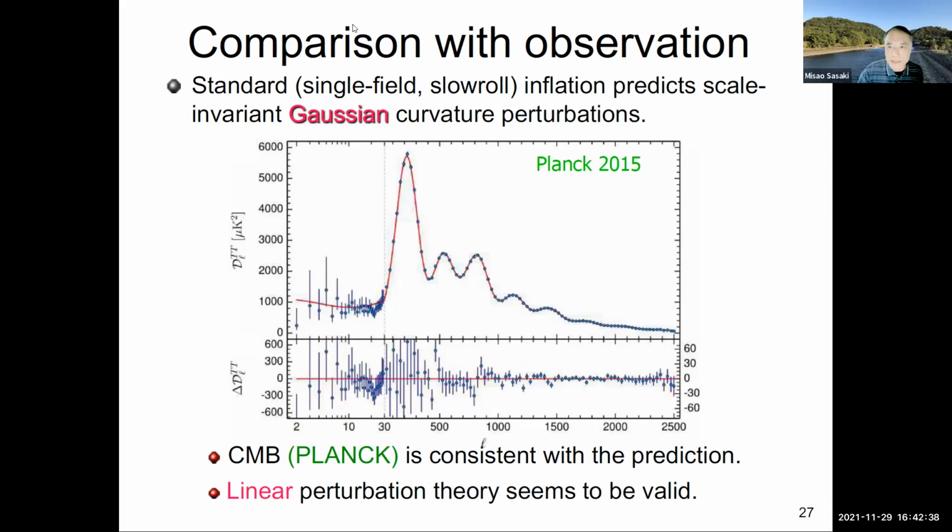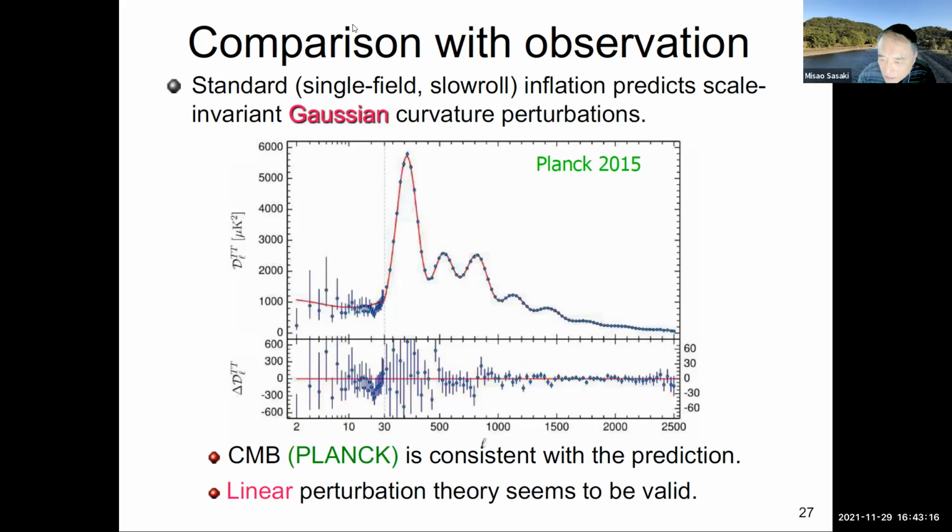And this tensor to scalar ratio is defined by P tensor divided by P_S, which can depend on k, so you have to fix the k. Here they fix k to 0.002 megaparsec inverse, which is about the horizon scale of the current universe.